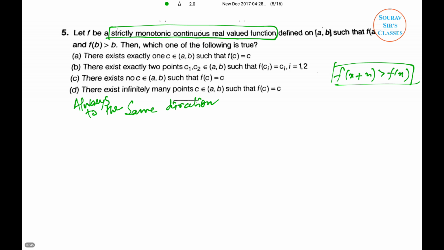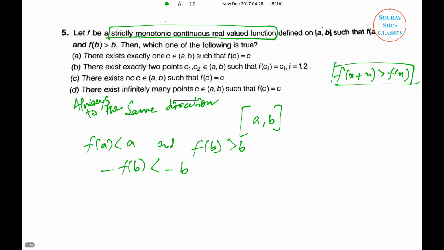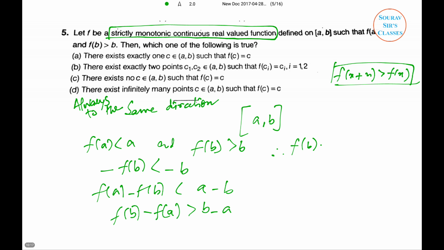So f is a strictly monotonic continuous function in, for example, the interval a to b. So obviously f of a is less than a and f of b is greater than b. This has to be followed. And minus f of b will be less than minus b. Now f of a minus f of b similarly will be a minus b, and f of b minus f of a will be greater than b minus a. So if we just divide them, f of b minus f of a by b minus a is greater than 1.